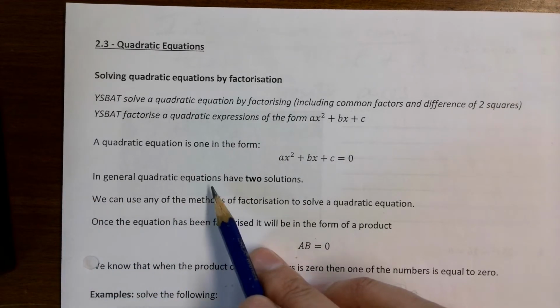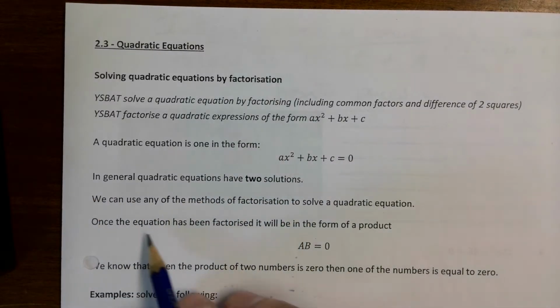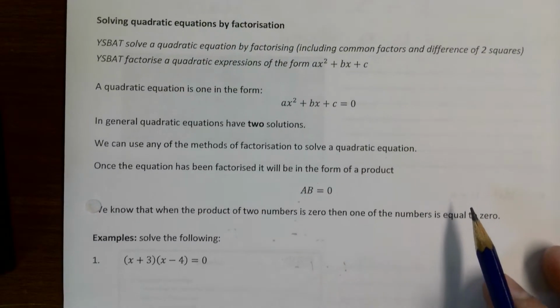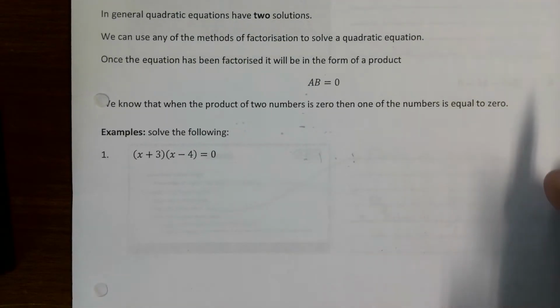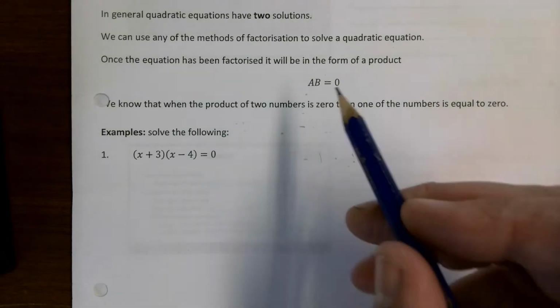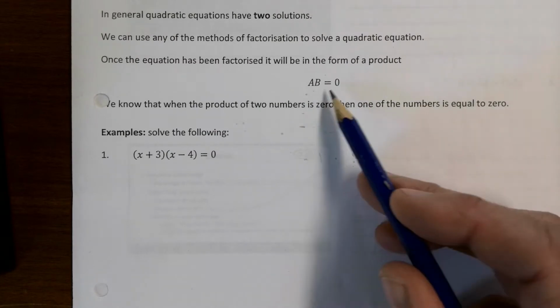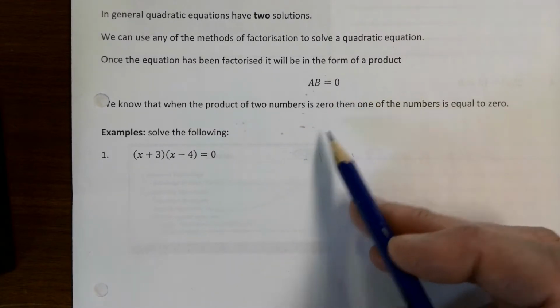In general, quadratic equations have two solutions, and you can use any of the methods of factorisation to solve a quadratic equation. Once the equation has been factorised, it can be put in the form ab equals 0. If we know two things multiply to give 0, then either a equals 0 or b equals 0.